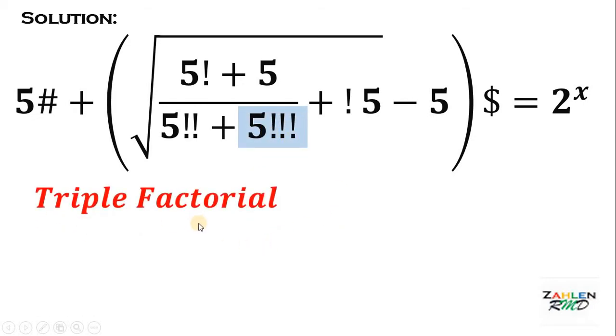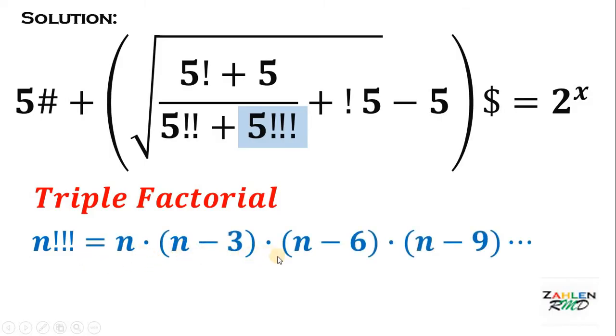Now, triple factorial is almost the same thing as double factorial and simple factorial. Now, n triple factorial is equal to n times n minus 3 times n minus 6 times n minus 9 and so on and so forth. Now, let's have a quick example. So, we have 5 triple factorial. It's equal to 5 times 5 minus 3, which gives us 2. So, we have 5 times 2, and 5 times 2 gives us 10. Therefore, 5 triple factorial is simply 10. Now, let's have another notation.